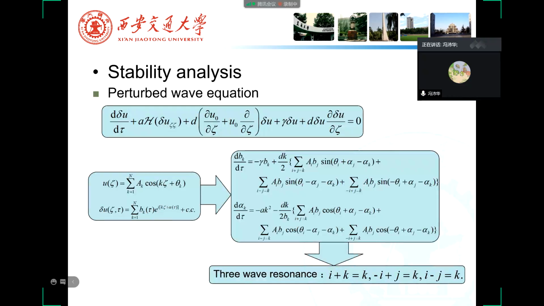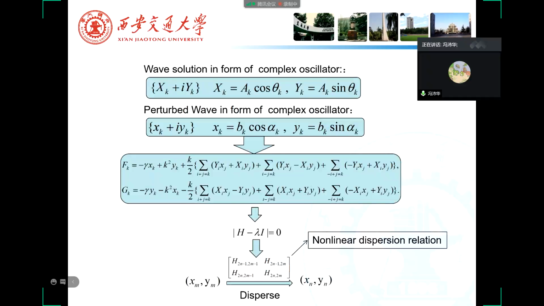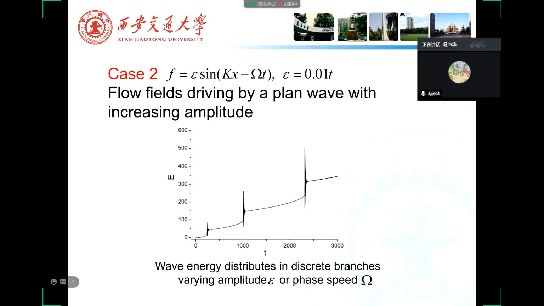But how do we understand this phenomenon, which is called multiplication? We also derived the perturbed wave equation and used stability analysis theory to confirm that this phenomenon can be explained by the saddle node bifurcation. The details of the derivation are omitted in this report, and we can talk about them later if you are interested.